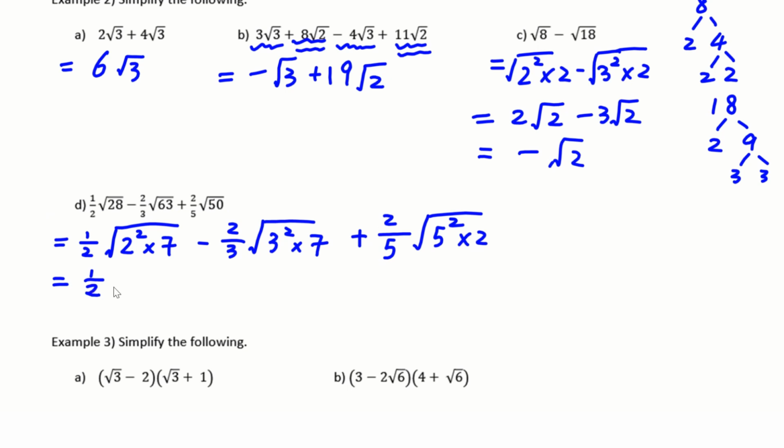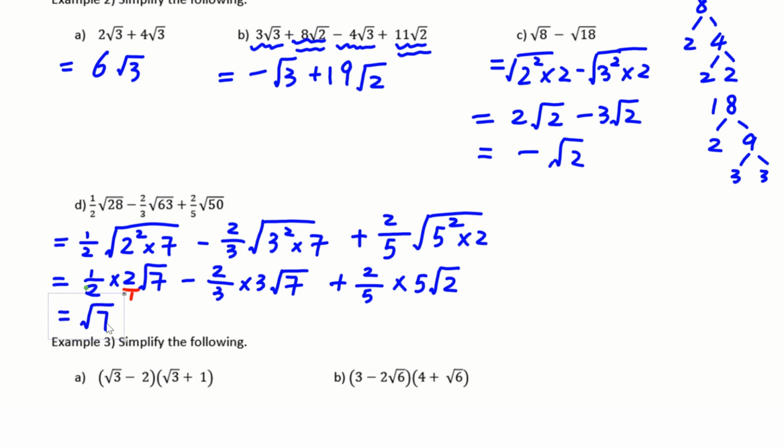Square root 2 squared gives you 2. So 1 over 2 times 2, then square root 7. Minus 2 over 3 times 3, then square root 7. Plus 2 over 5 times 5, then square root 2. So for fraction multiplication, numerator times numerator, denominator times denominator. 1 times 2 is 2, 2 times 1 is 2, then 2 divided by 2 is 1. So square root 7.